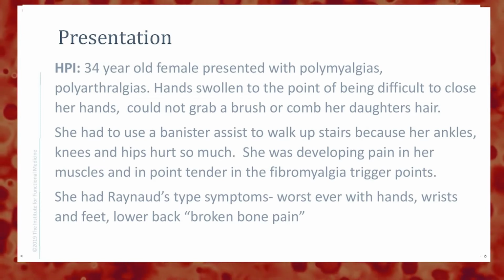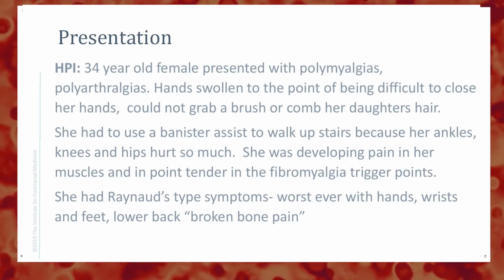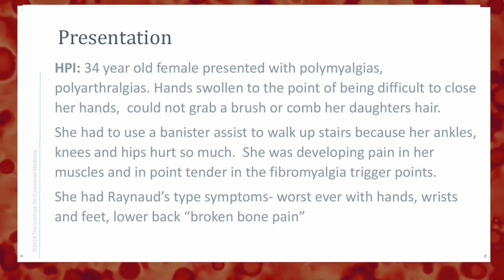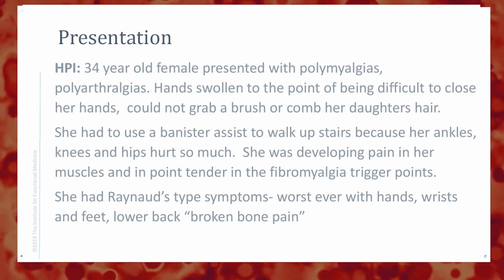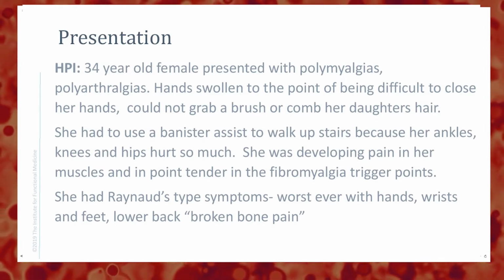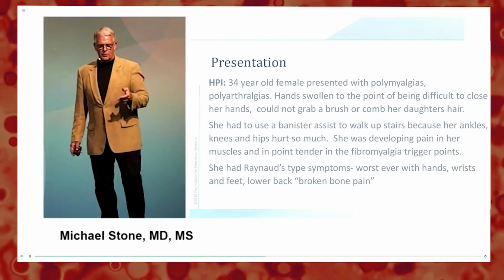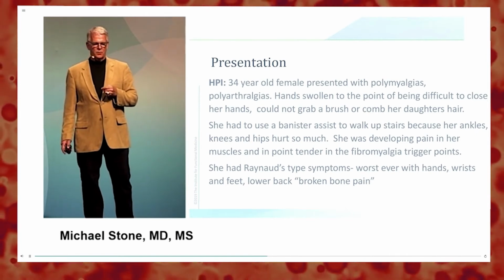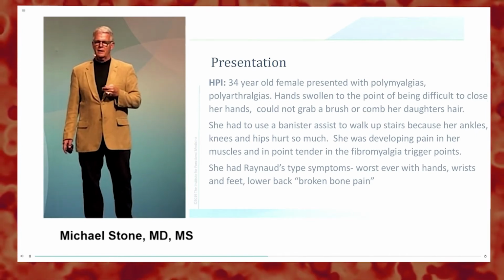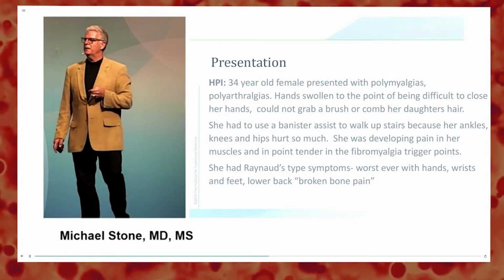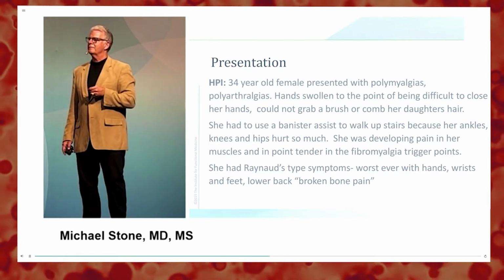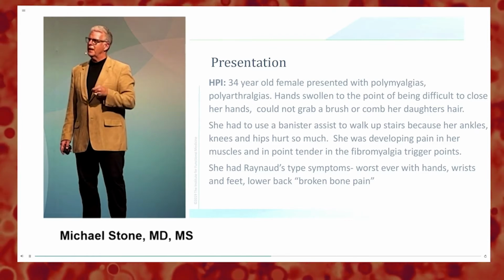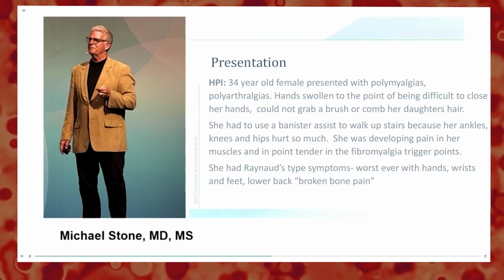She had to use a banister to assist her to walk up the stairs because her ankles, knees, and hips hurt so much. She was developing pain in her muscles to the point that she had tender fibromyalgia trigger points. She had Raynaud's-type symptoms, worst ever, with her hands, wrist, feet, and lower back feeling like broken bone pain. All right, Advil, Motrin, see ya.